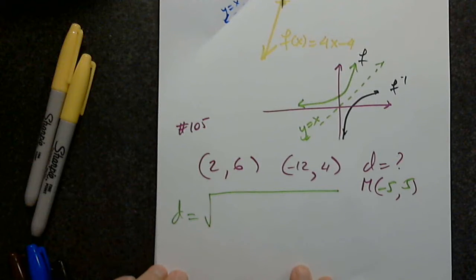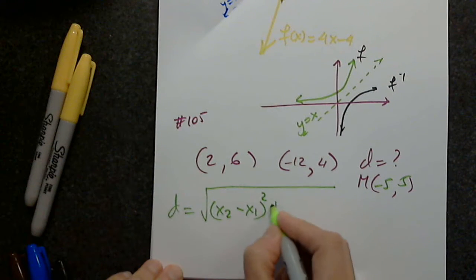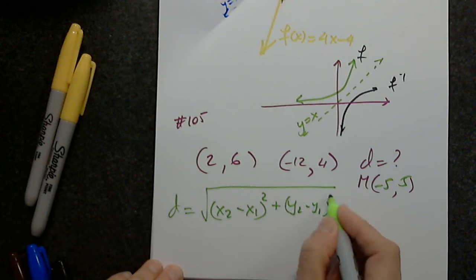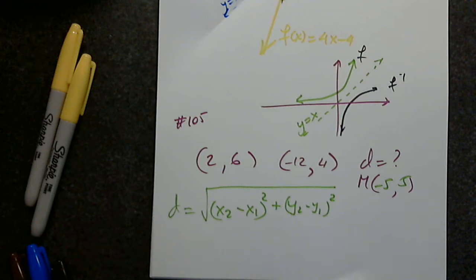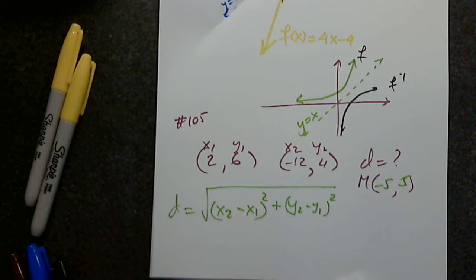Always write the formula. I recommend that. It's x2 minus x1 squared plus y2 minus y1 squared, all under a square root. And remember that the quantity under the square root must be positive at all times. I label them as x1, y1, and x2, y2. And I carefully write underneath.